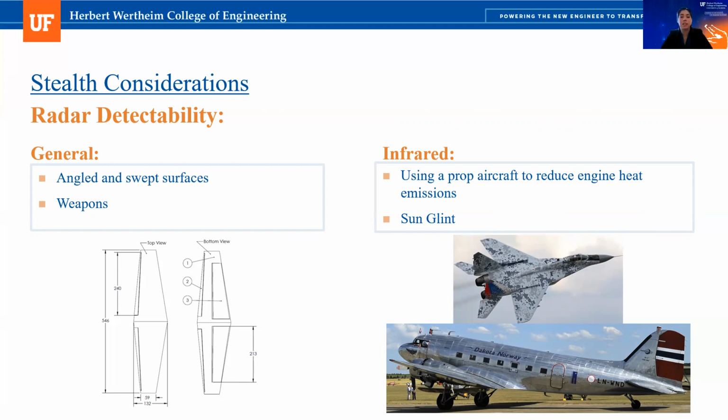And we also decided to use anti-sun glint paint. As seen in the first picture of the aircraft below, this is anti-sun glint paint. It's not as shiny. It doesn't allow sun to bounce off the aircraft as easily and be detected by infrared radars, versus the aircraft under it, which is extremely polished and allows sun to bounce off easily and be detected by radars. Next slide.